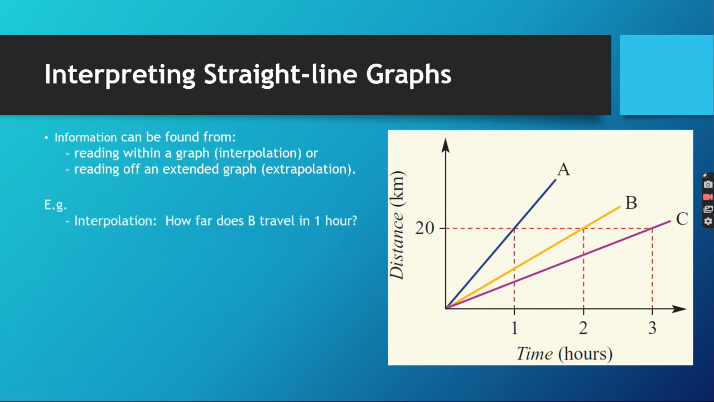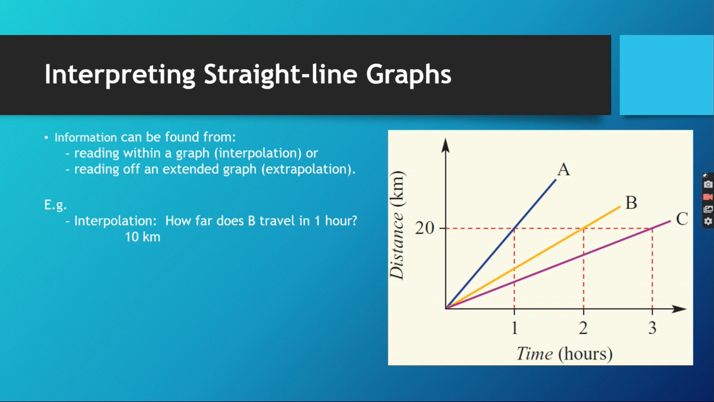So let's look at an example. First of all, how far does Bethany, B, travel in 1 hour? So there is B. There is 1 hour. So we go across to 1 hour, up to the B line, and then across to work out the distance. And we can estimate that as being 10. We can recognise that's exactly half of that anyway. So it's exactly 10 kilometres.